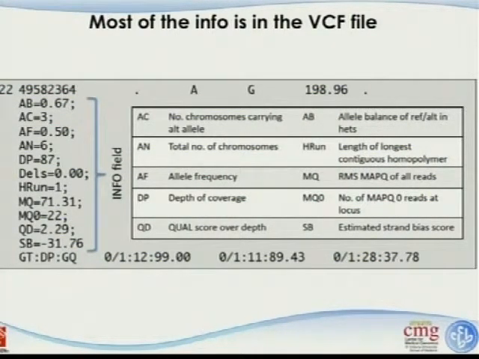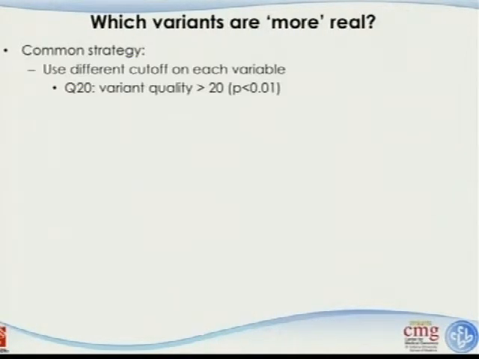That's why I want informatics students to go through those files to get your hands dirty, because there's a lot of information there. And keep in mind that this is just for one variant. We have so much information in these VCF files. The question here is, which variants are more real?